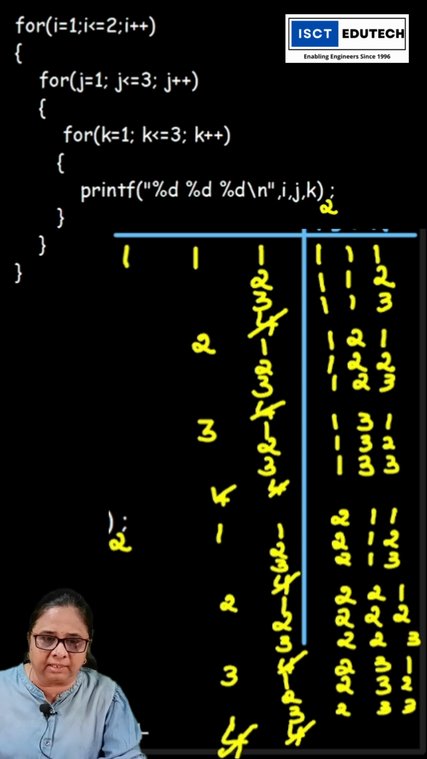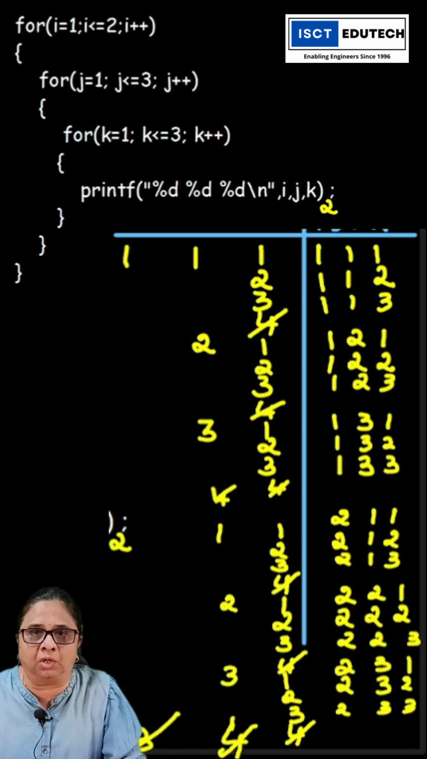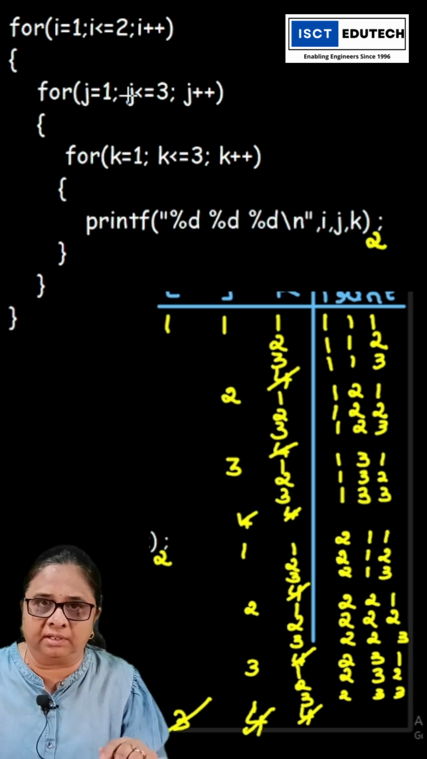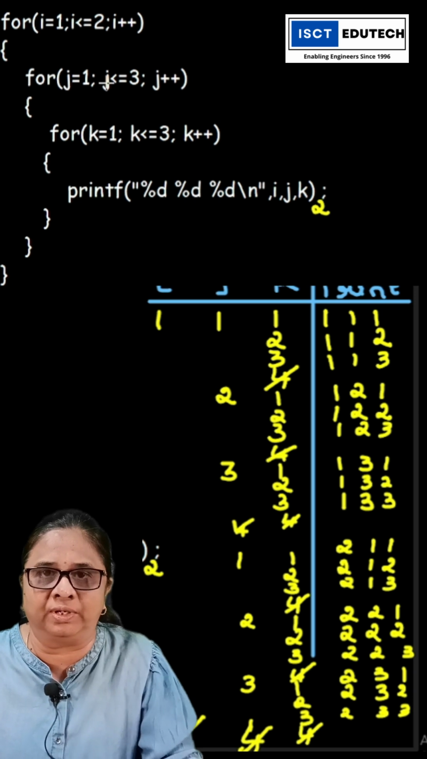I becomes 3. 3 less than or equal to 2 is false. So this is the output. So check how the loop works. If you have not understood, rewind the video and just check how it works.